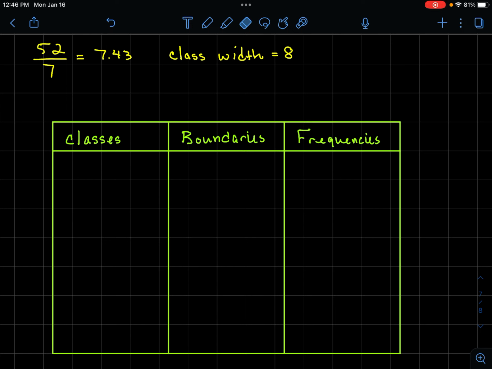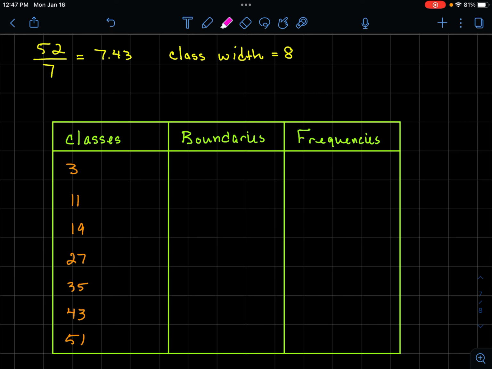Our classes will go on one side, we have our boundaries in the middle, and then we'll calculate all of our frequencies. Our first class will start with the minimum number. Well, the minimum number of Electoral College votes is 3. The class width is 8, so I'm simply just going to add 8 to 3, and that will be my next lower class limit for the second class. 8 plus 3 is 11. Add 8 to 11, we get 19. And I can continue this out for all of my classes. There are all of the lower class limits that we have.